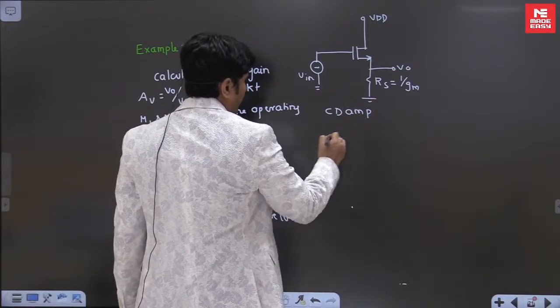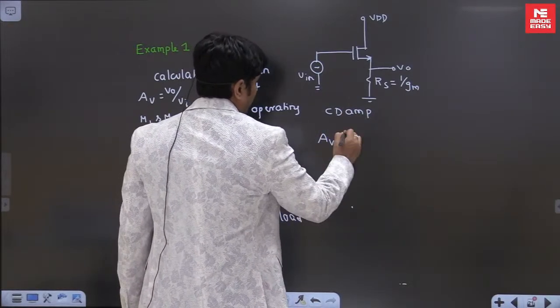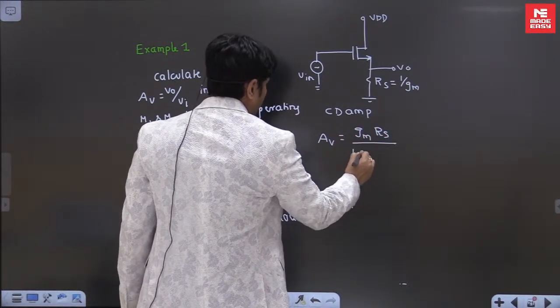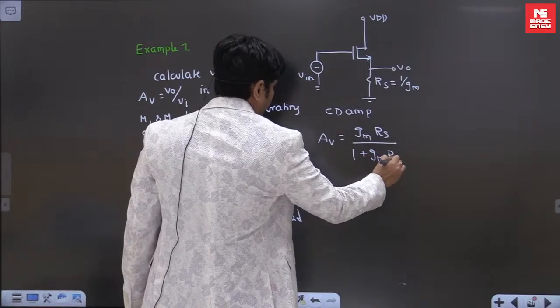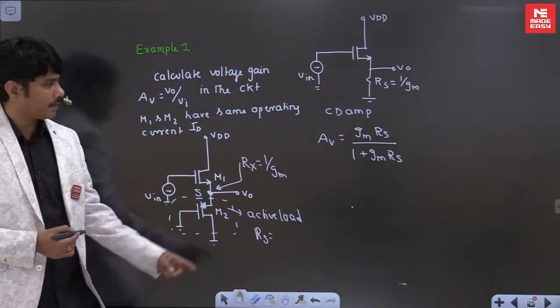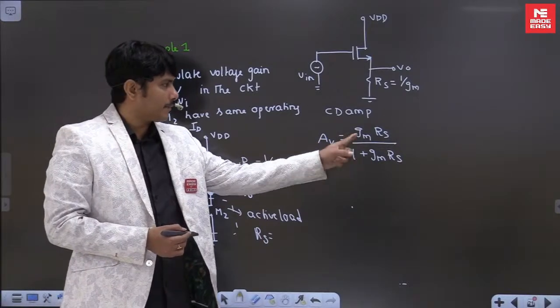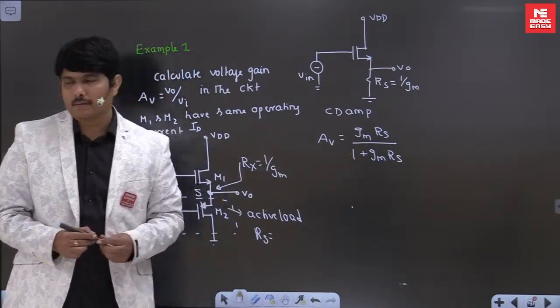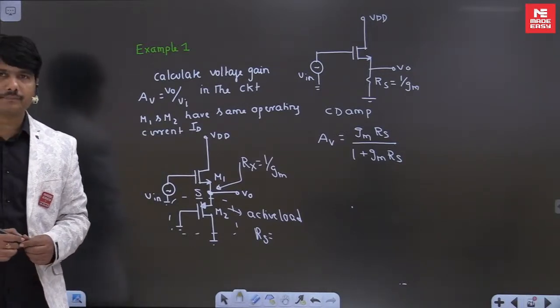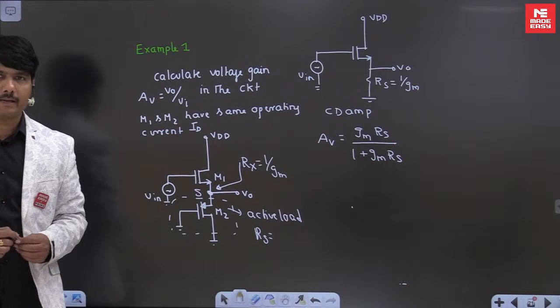For a common drain amplifier, the voltage gain is GM times RS divided by 1 plus GM times RS. A student should know these basic formulas so that you can do it quickly. It's a buffer actually. If the 1 is neglected, both will cancel, and your gain will be 1. So a common drain amplifier will give a unity gain amplifier.